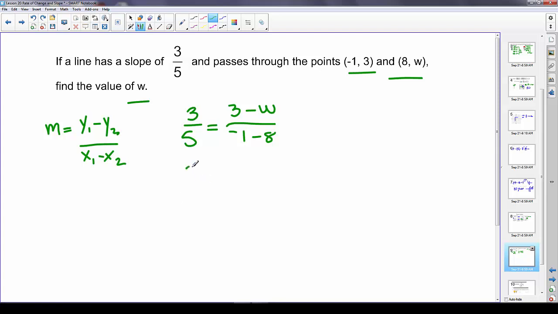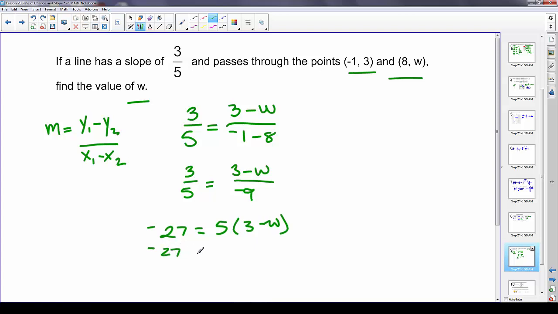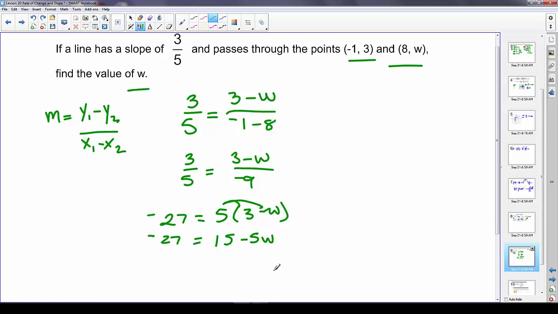I can simplify this, and I get 3/5 equals 3 minus w over negative 9. This is a proportion. Do a cross product. Negative 27 equals 5 times 3 minus w. So negative 27 is equal to, distribute, 15 minus 5w. Subtract 15 from both sides.